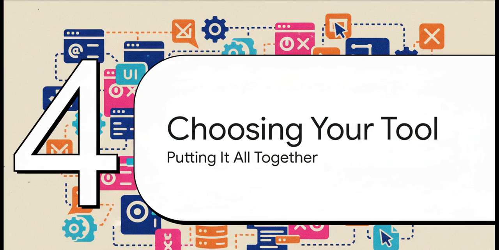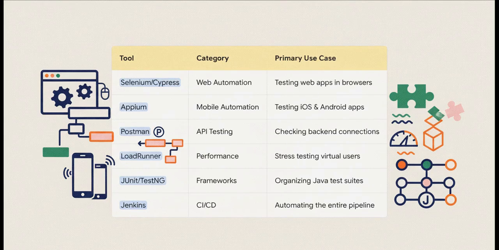Whew, we've looked at tools for the user interface, the backend, and the pipeline that connects it all. So with all these options out there, how in the world do you choose? This slide right here, this is your big takeaway. This is your cheat sheet for the entire automation toolbox.